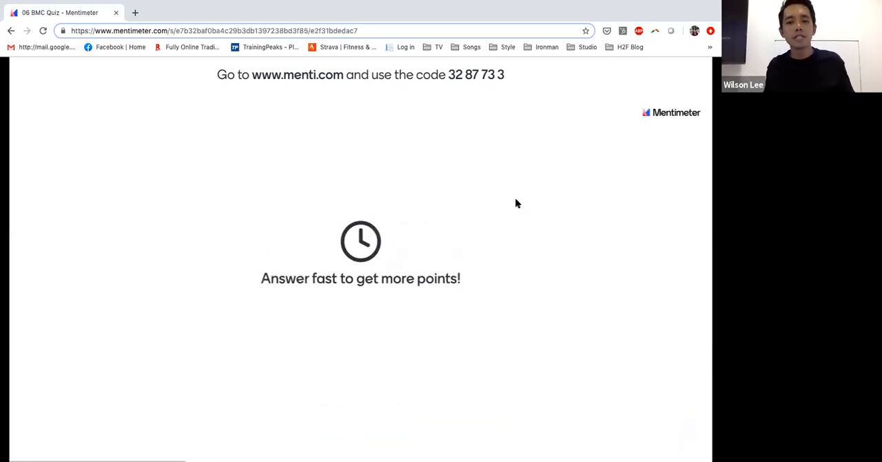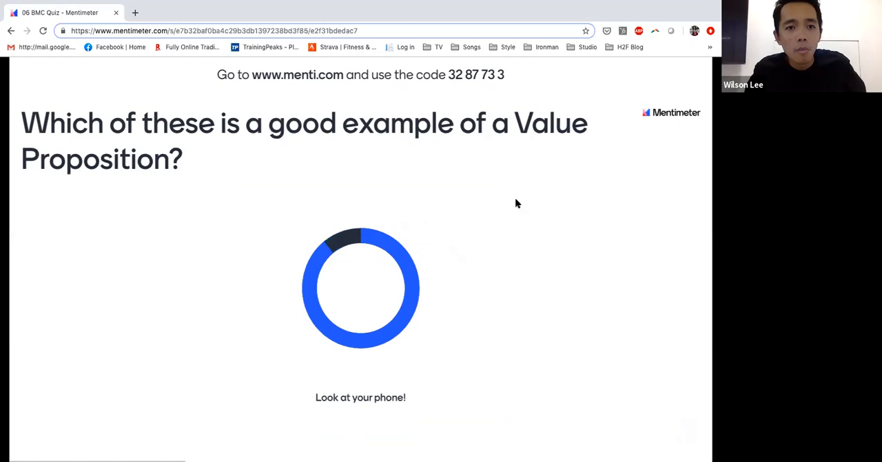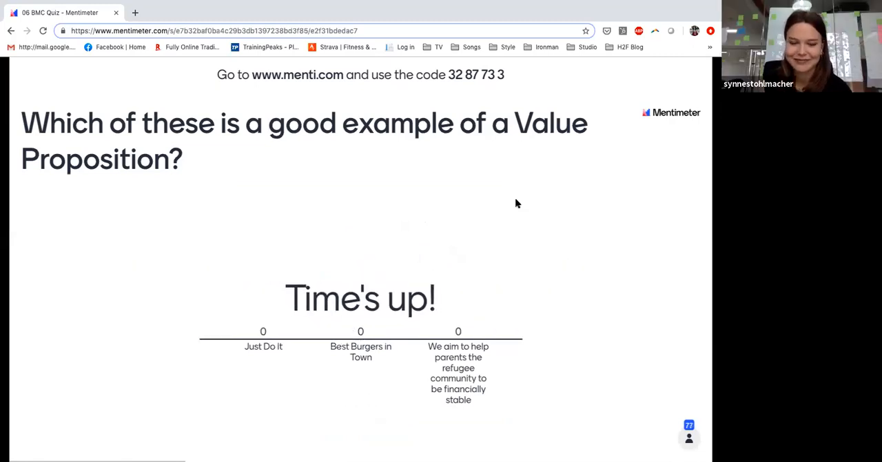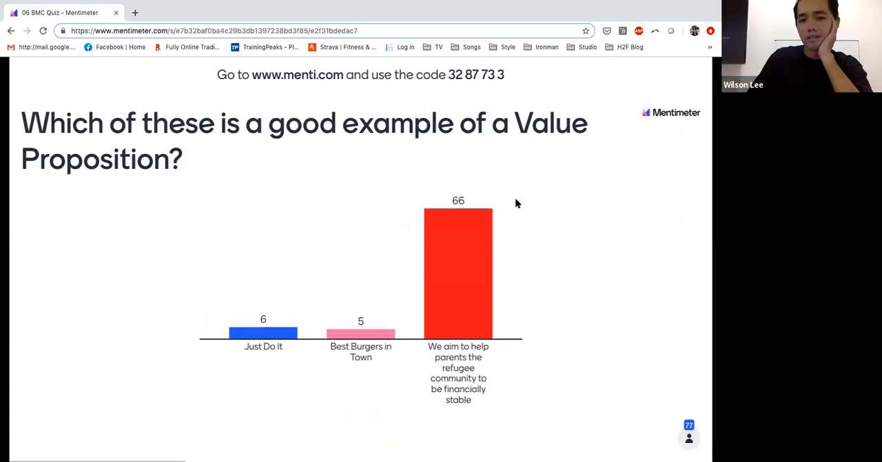So talking about value proposition, the next question is, which of these is a good example of a value proposition? Is it just do it, best burgers in town, or we aim to help the parents of the refugee community be financially stable? I think it's quite obvious for this one. Let's see. Almost very obvious. Almost.